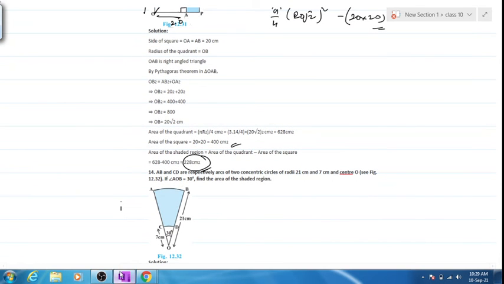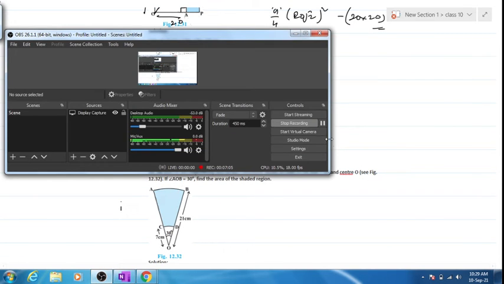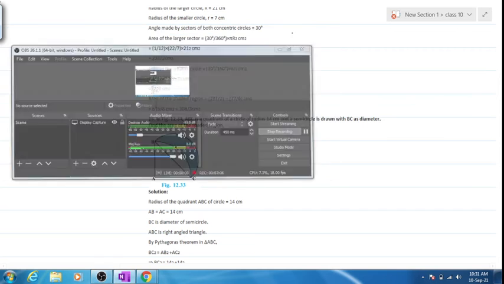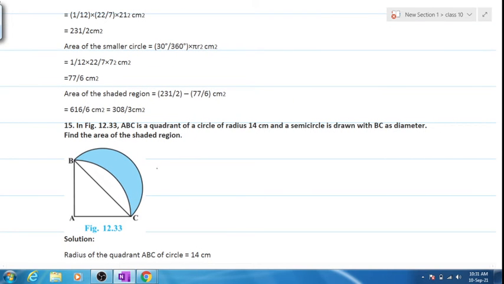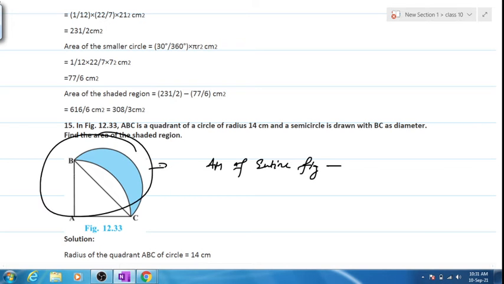14 is a very easy one. So I am thinking about an interesting and very important one, question number 15. Over here, what you have to do is calculate the area of the shaded portion. For that, you'll have to calculate the area of the entire figure, and then subtract the quadrant from it.